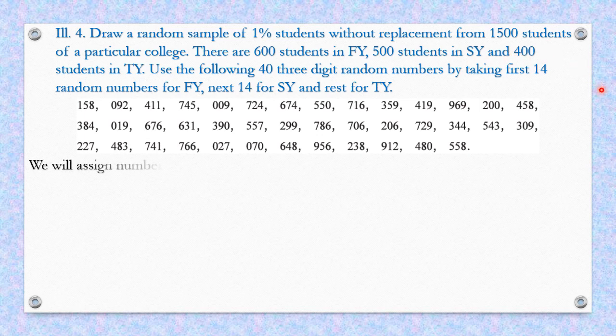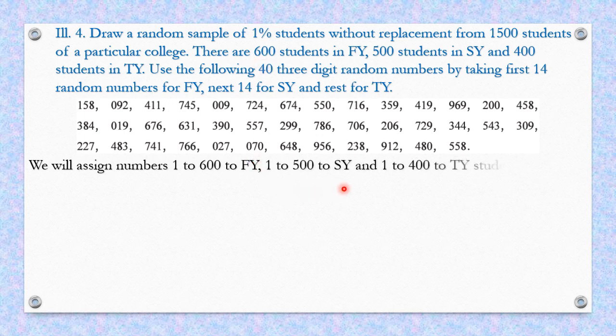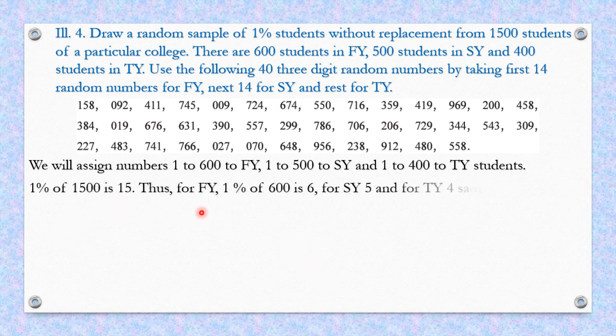So what we are going to do, we are going to assign numbers 1 to 600 to FY, 1 to 500 to SY, and 1 to 400 to TY students. Next, we are going to calculate 1% of 1500, that is dividing it into FY 6, SY 5, and TY 4. Let's start with first years. Now the population of first year is 600.